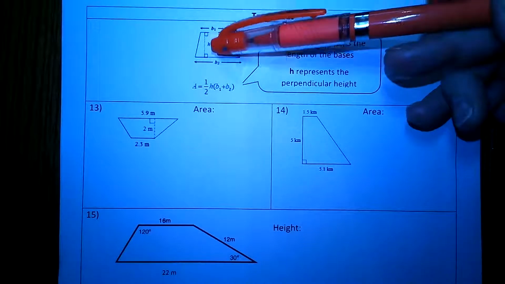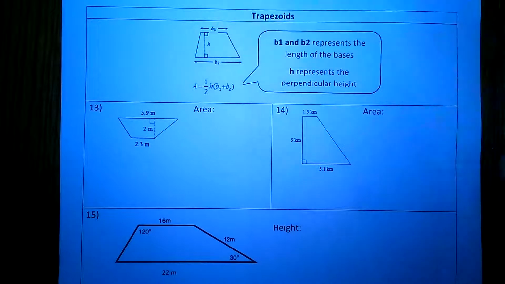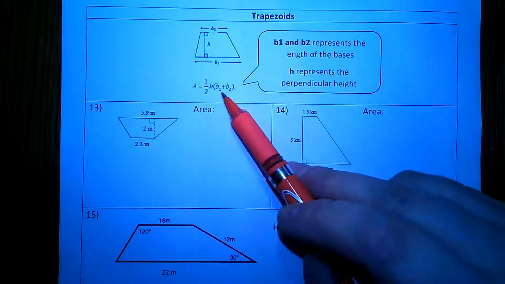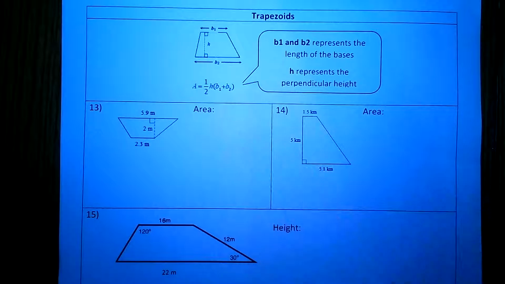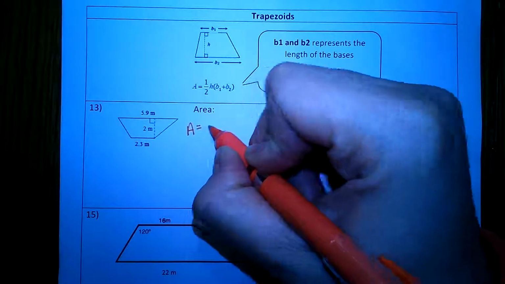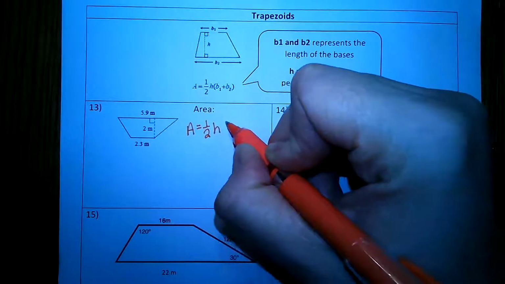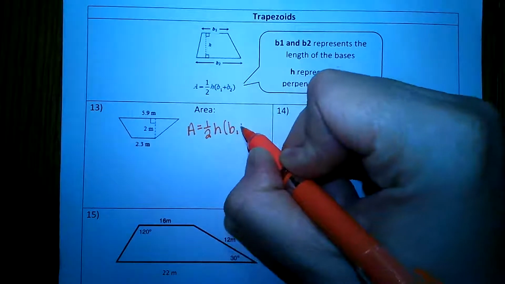And notice that that height is measured on a perpendicular line. So it's straight up and down. It's not on a diagonal piece. So area is equal to half of height times the sum of B1 and B2. These parentheses are going to be really important. So let's write this down. Let's try one here. Area is equal to half of the height of the sum of the two bases.